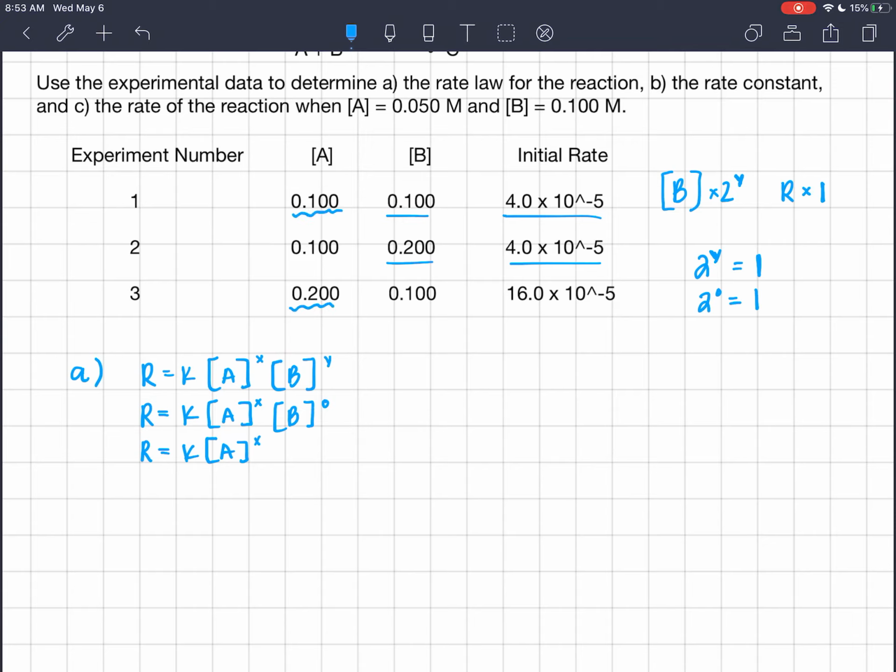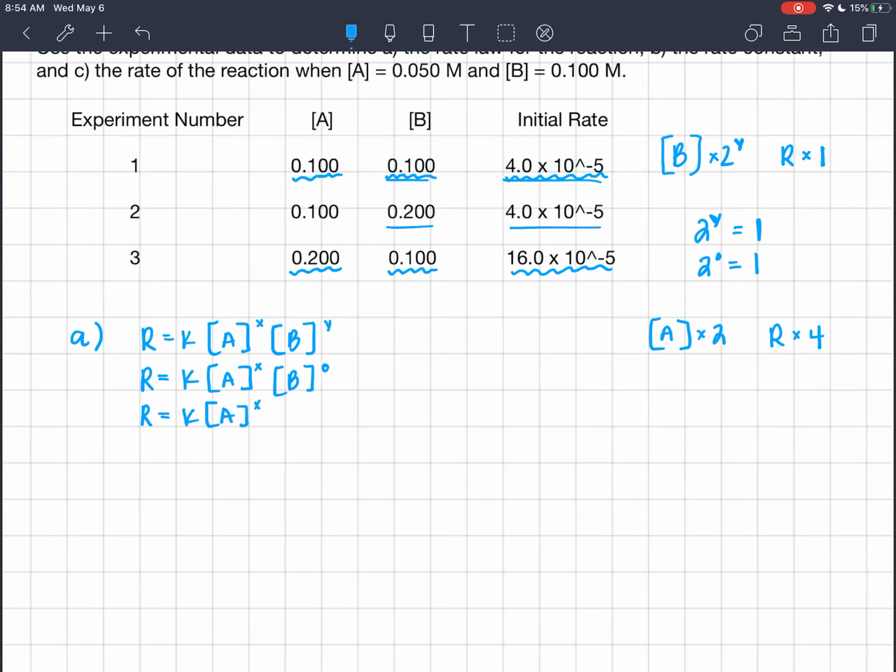Instead, I'm going to look at experiment 1 and experiment 3. A is still changing, however, B is going from 0.1 to 0.1, so it's remaining constant. So I'm doubling my concentration of A, and what's happening to my rate? It's going from 4 times 10 to the negative fifth to 16 times 10 to the negative fifth. So over here, I'm going to write out my thoughts. A is being doubled, and what's happening to R? R is being quadrupled. It's being multiplied by 4.